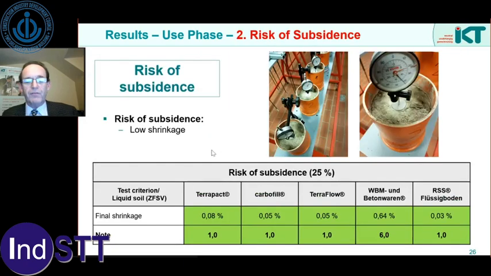And we also looked at risk of subsidence, so we're looking at where does it shrink over time. So we did these initial volume stability tests, but we also then did some longer term exercises in pots where we were looking to see how it shrunk and whether we had issues of subsidence risk, but that was not an issue in most cases.